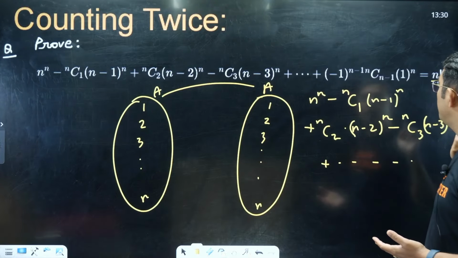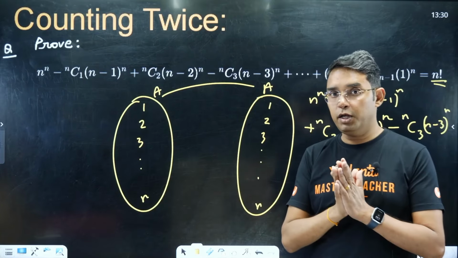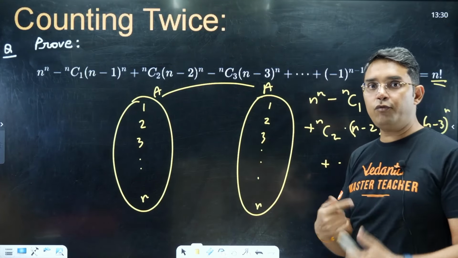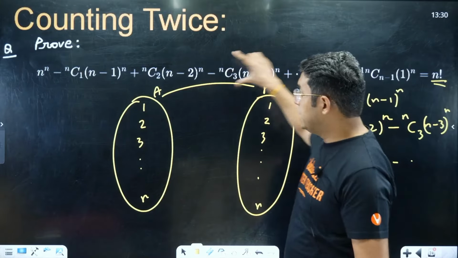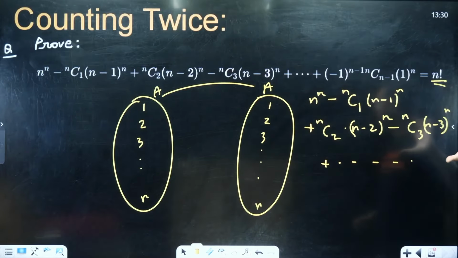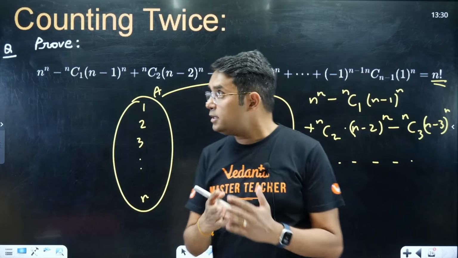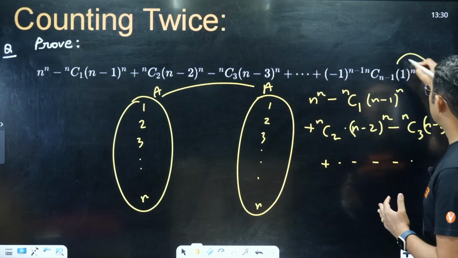If you keep doing like this, this thing in the end will become equal to n factorial only. So you can see we are counting the same thing, that is the number of onto functions, one by inclusion exclusion principle, one by directly n factorial. So you are getting the same result for both of them, and hence they should be equal.